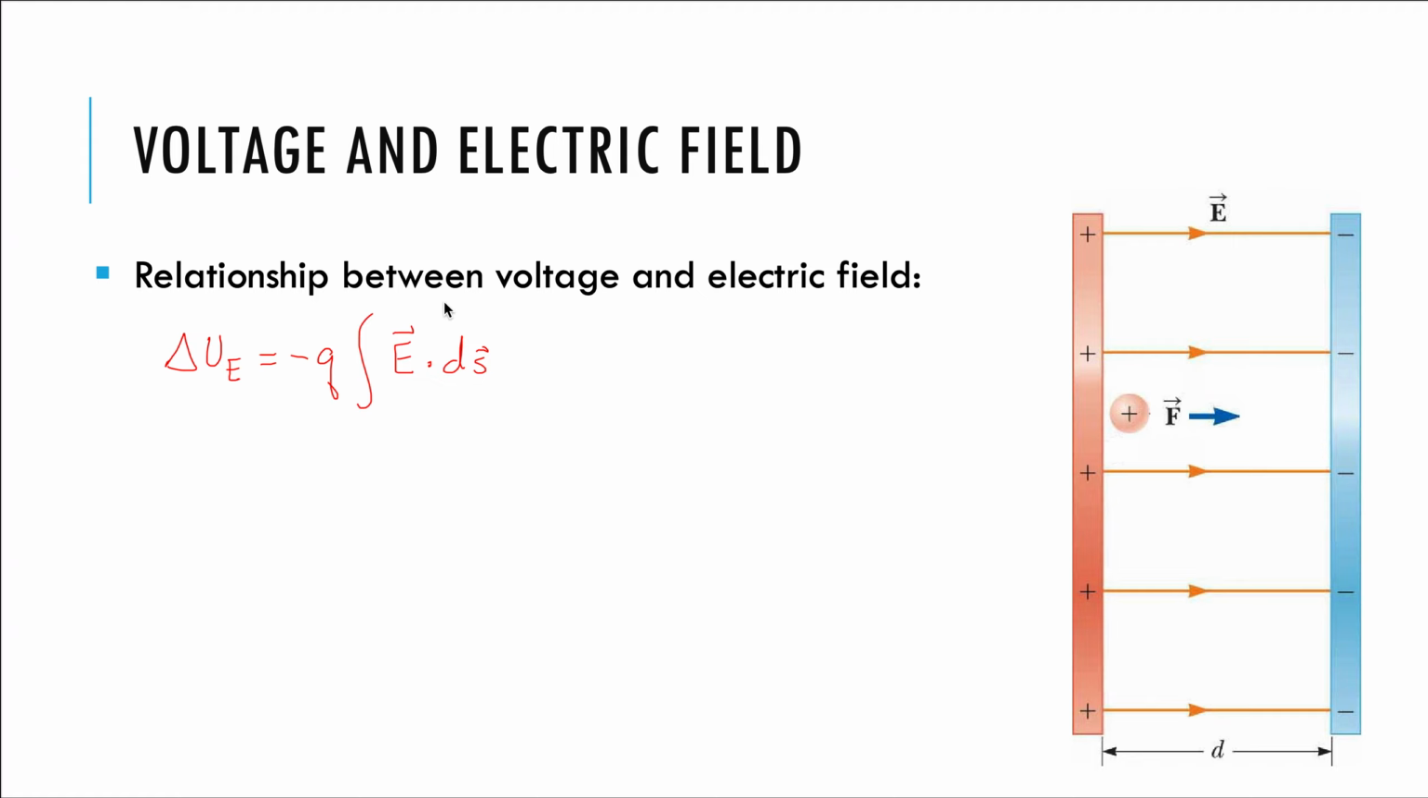So from this, we can easily derive an equation for voltage related to electric field because we know that potential difference is potential energy per charge. So all we have to do to get potential difference is divide by Q, and we get negative integral of E dot ds. So there we have it, the relationship between the electric field and the potential difference. You have to do the dot product of E and ds.